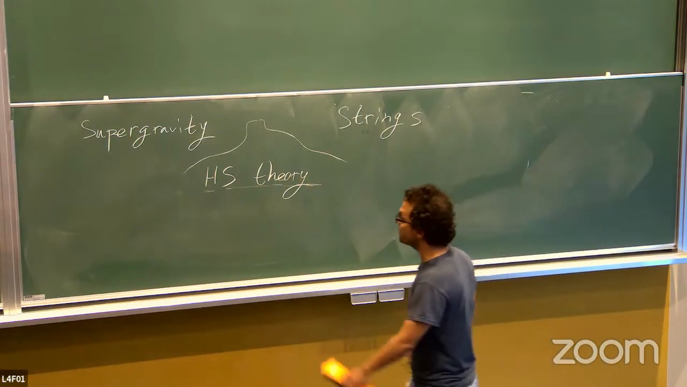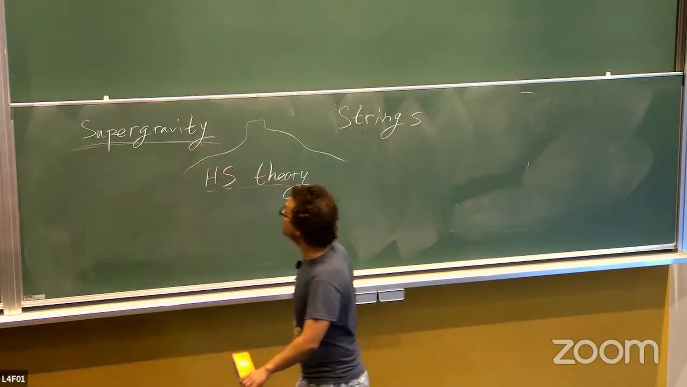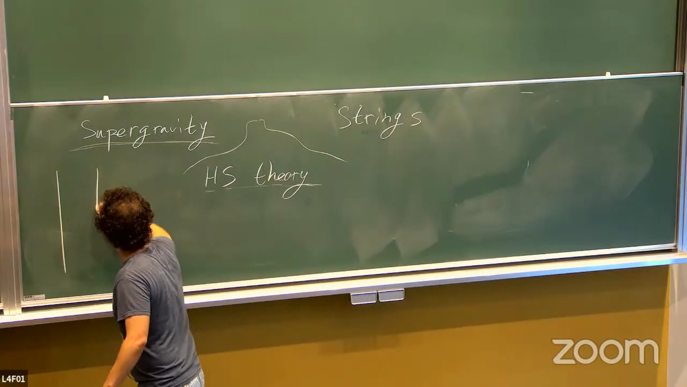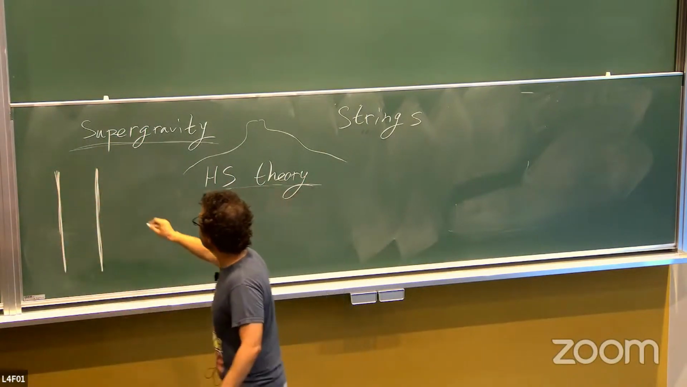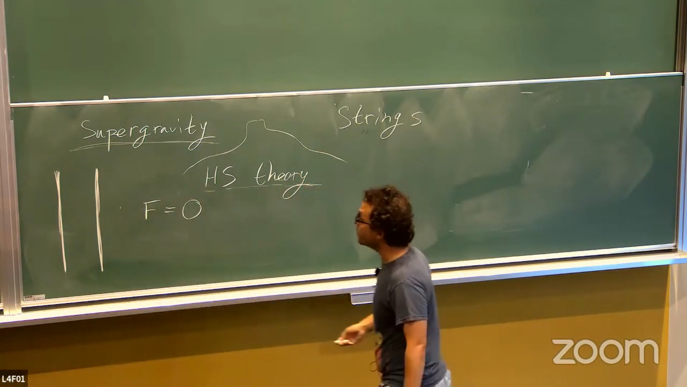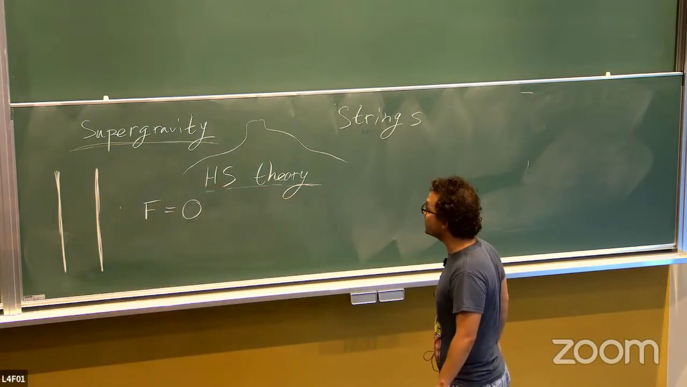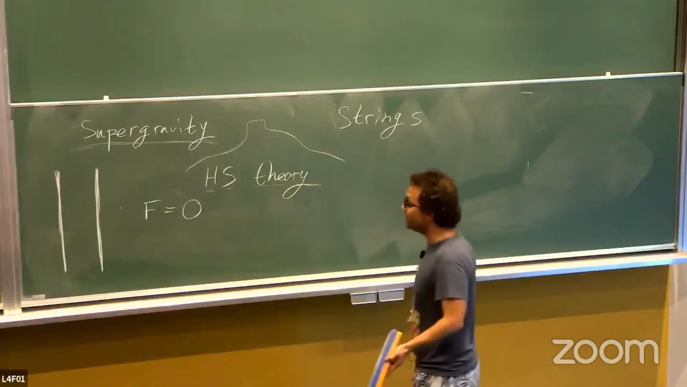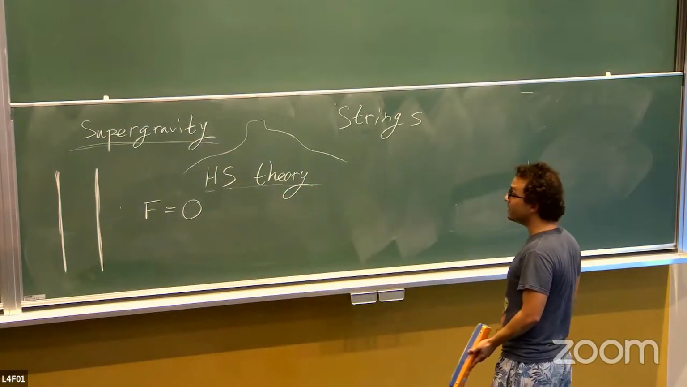So, for example, in supergravity, there is this important property that if we place two BPS objects at rest in parallel to each other, then the force between the two is zero. The electric repulsion is precisely balanced by the gravitational attraction. So can we say something about the interaction between these BPS objects in higher spin theory?